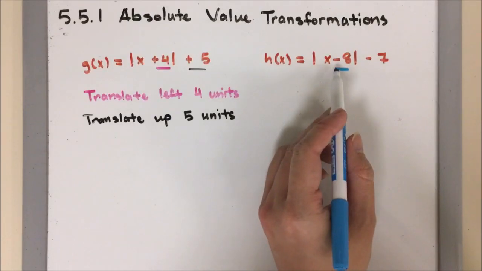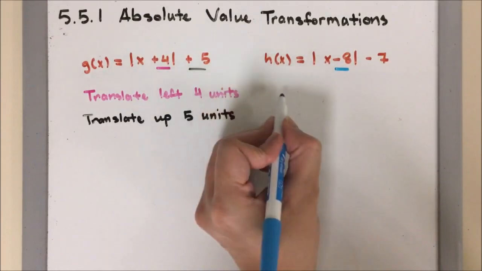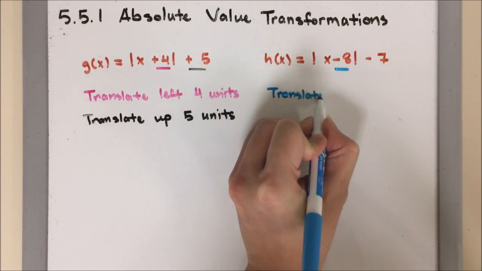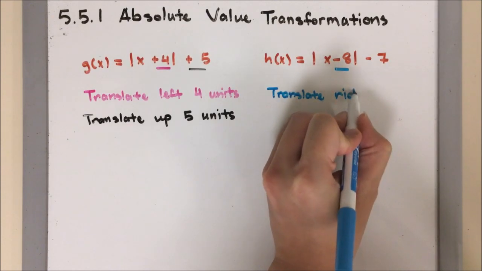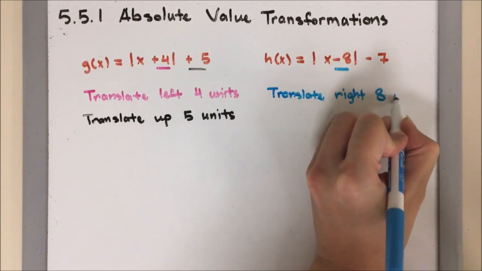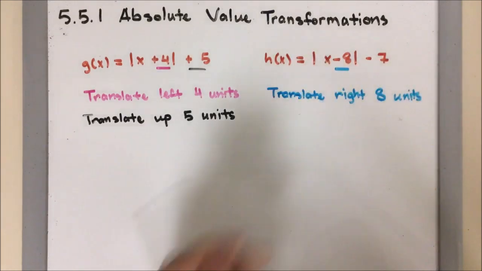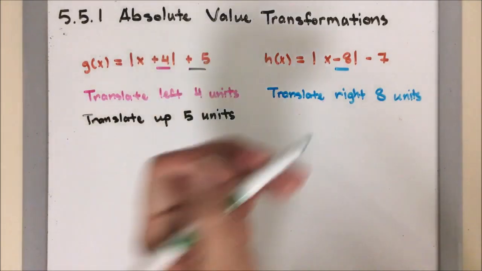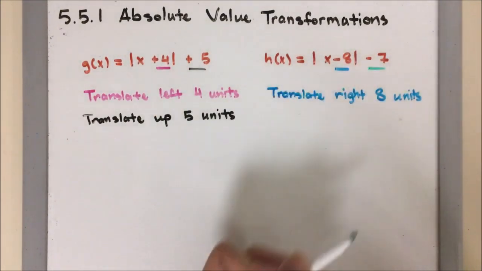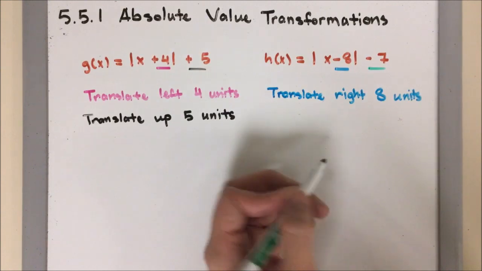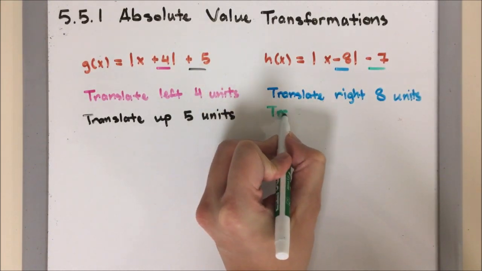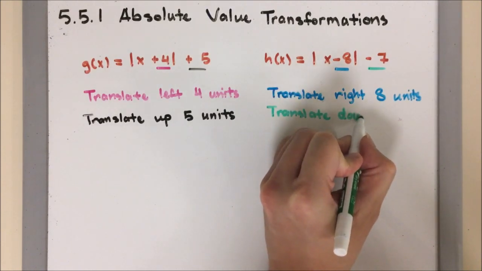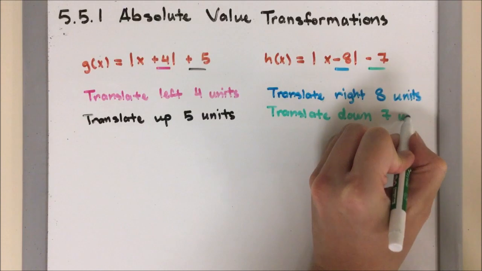Since it's negative 8 inside the absolute value, it's going to translate right 8 units. Then let's take a look at the minus 7 that's behind the absolute value. So minus 7, or negative 7, is going to translate down 7 units.